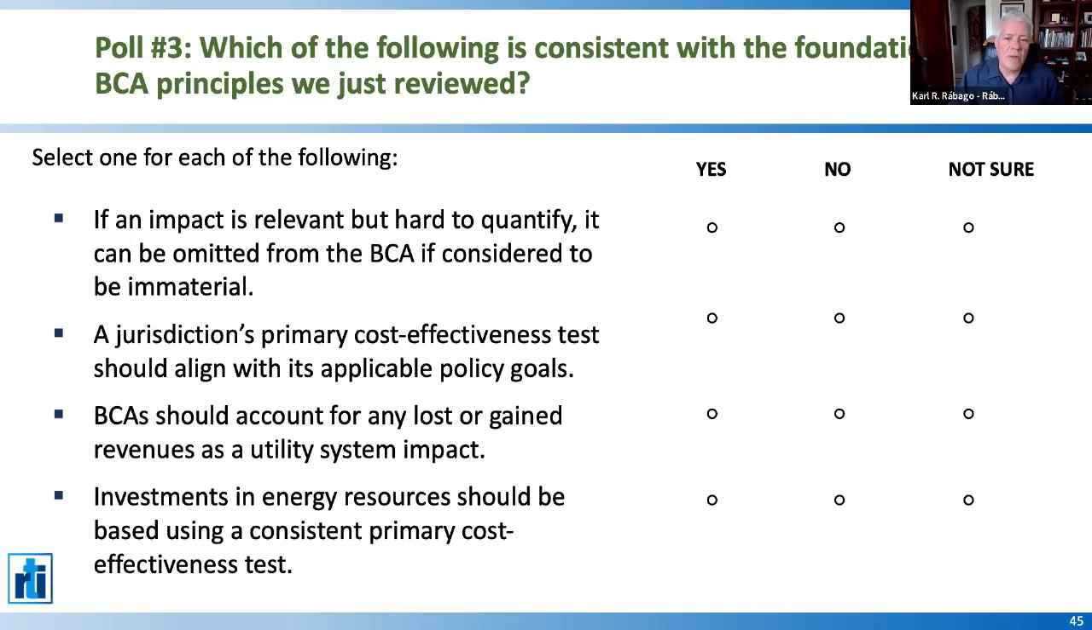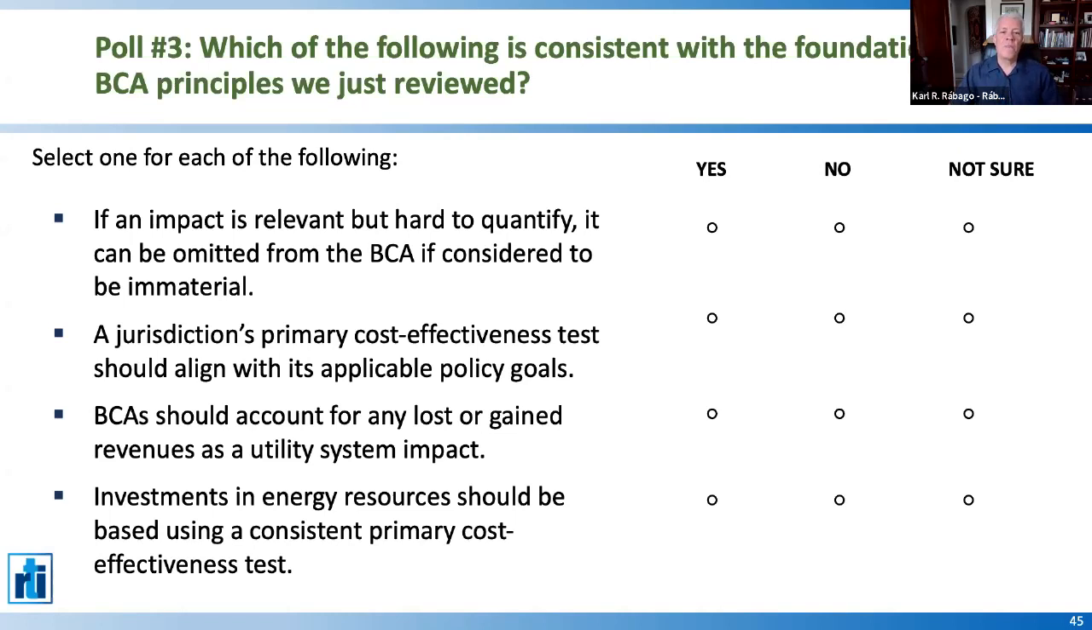Primary cost test should align with applicable policy goals. Yes, no, not sure. Everybody better get this right. Account for lost or gained revenues as a utility system impact. I think we just talked about that, thanks to somebody's great question. All right, so take a minute, tell me yes, no, not sure. So let's see where you stand.